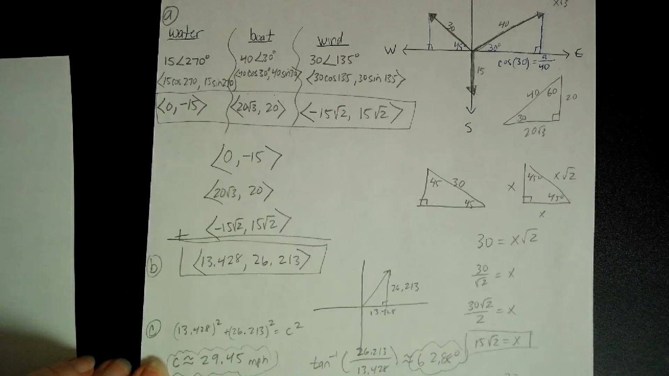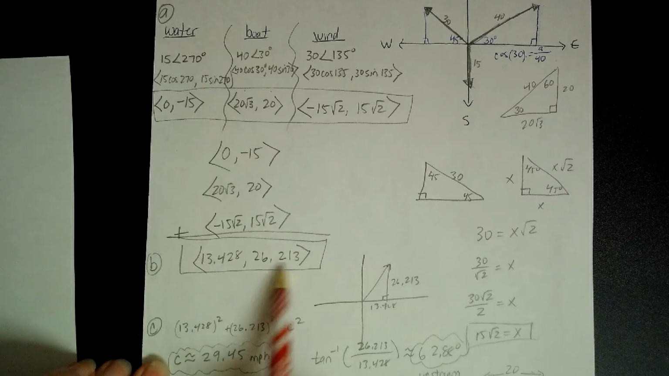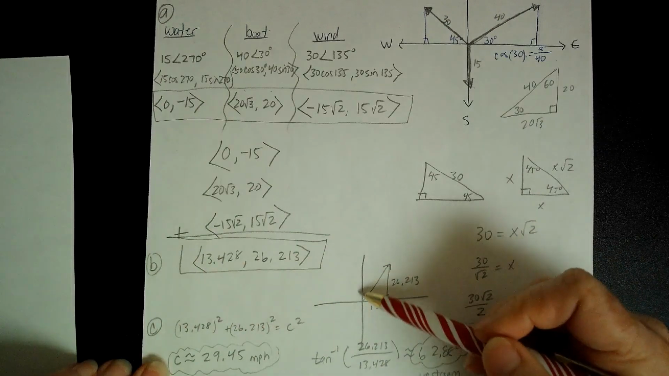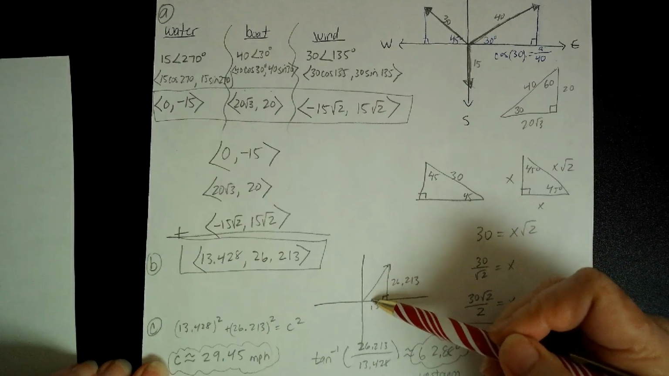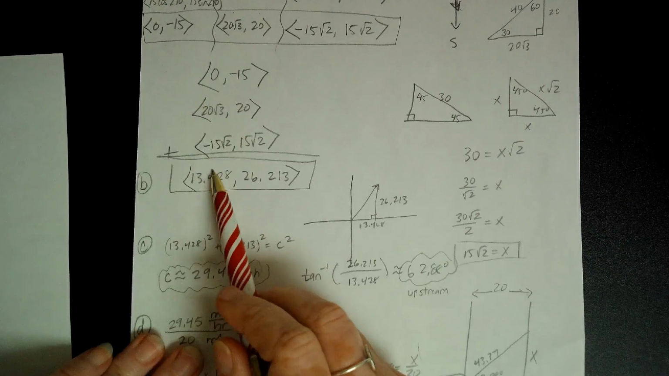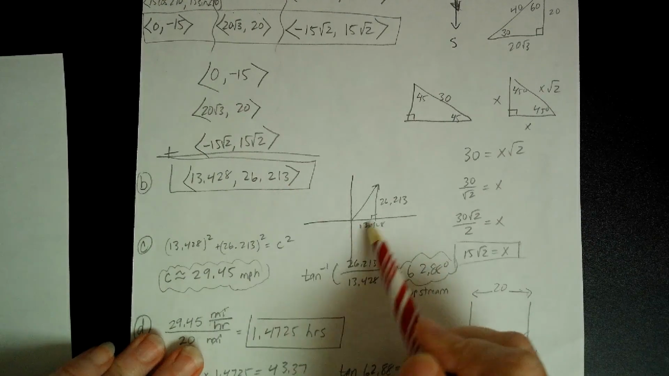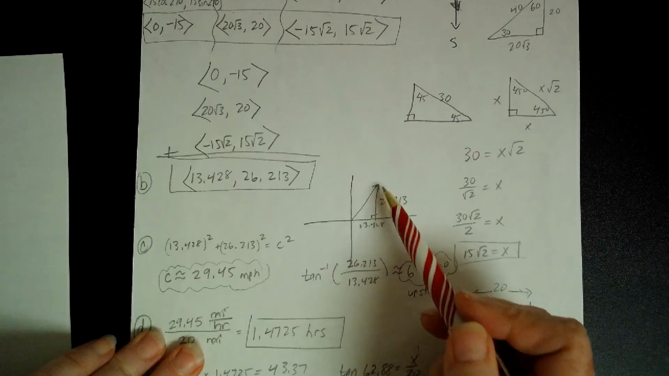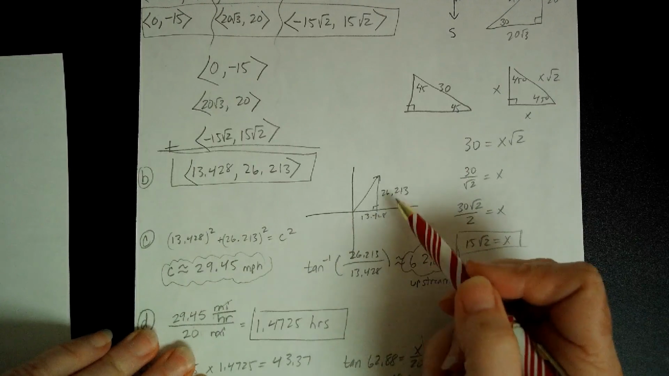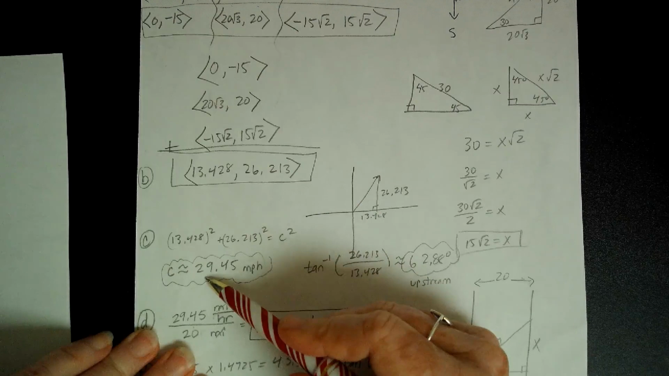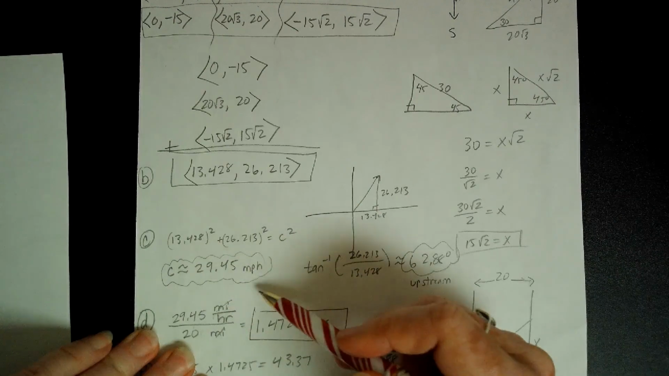And then letter C says, what will the sailboat's true course and speed be? So we've already got it in component form right here. But when they say the speed, that means they want the hypotenuse. And the course, that means they want an angle measure. So what I did is I took this as my x, and this as my y. I drew them in a little triangle, and then I realized all I have to do to find the speed is use Pythagorean theorem, a squared plus b squared equals c squared. And that gives me the speed, which is 29.45 miles per hour.